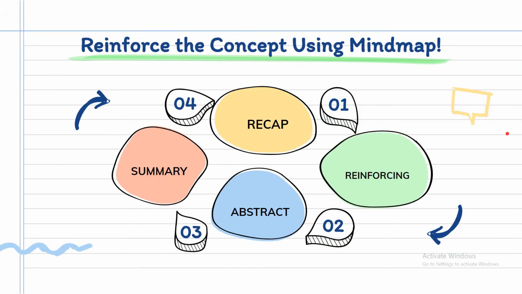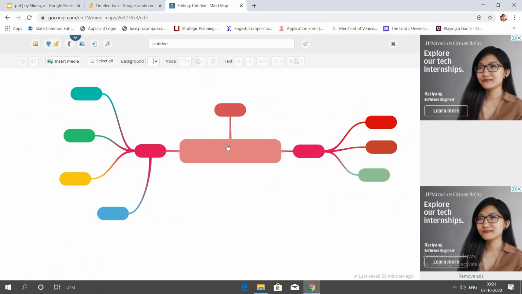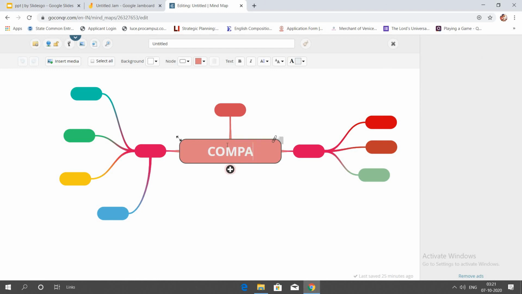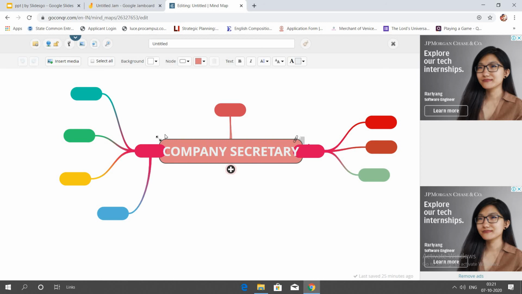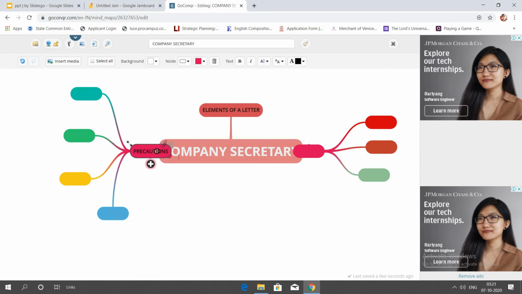So now it's time to reinforce the concepts, to summarize whatever we have learned today. So students, can you tell me what was the topic for today? Yes, the topic for today was company secretary. What were the various subtopics that we learned today? Elements of a letter, then we learned about the precautions to be taken while corresponding with the members.